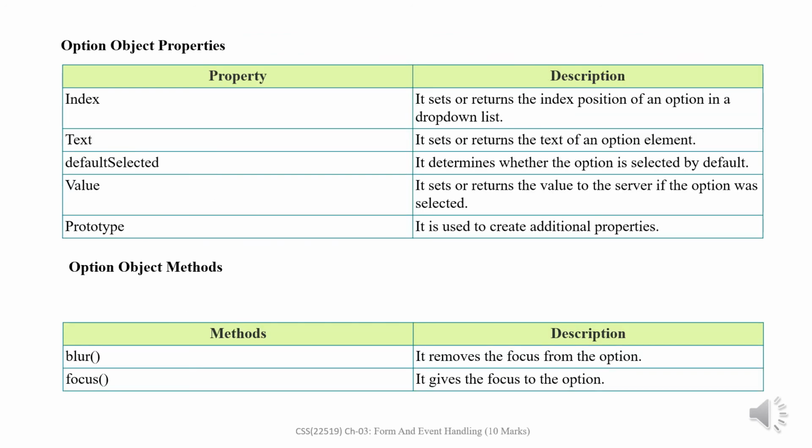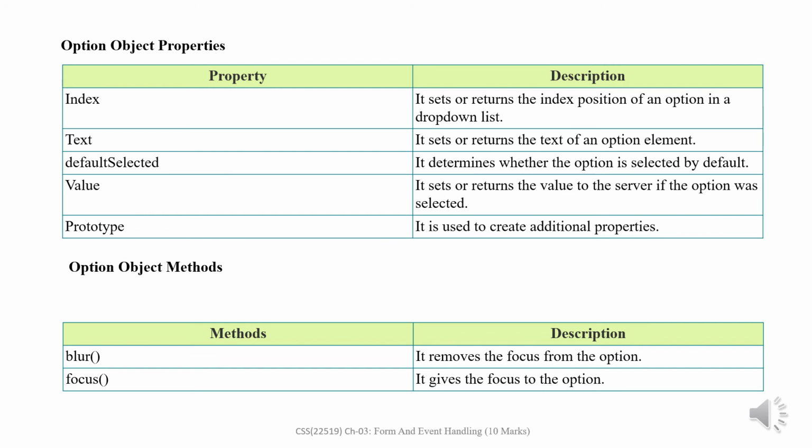The option object properties are: index, which sets or returns the index position of an option in the drop down list. Then text, which sets or returns the text of an option element. Default selected determines whether the option is selected by default. Then value sets or returns the value sent to the server if the option was selected. Then prototype is used to create additional properties.